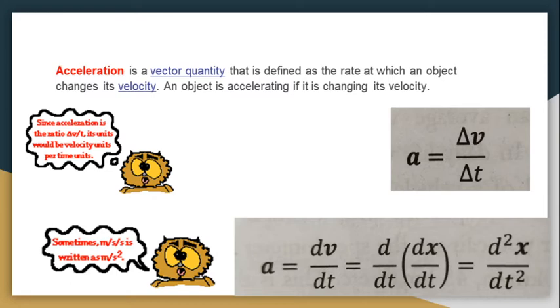Again, we can write this as the ratio dv by dt, that is d by dt of dx by dt, that is d squared x by dt squared. So, obviously, the unit of acceleration is meter per second squared.